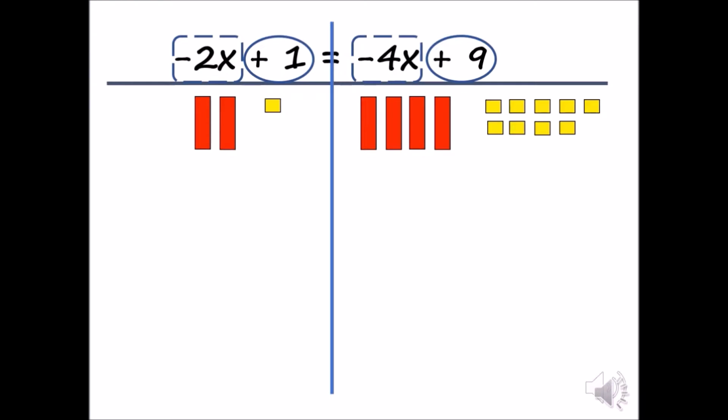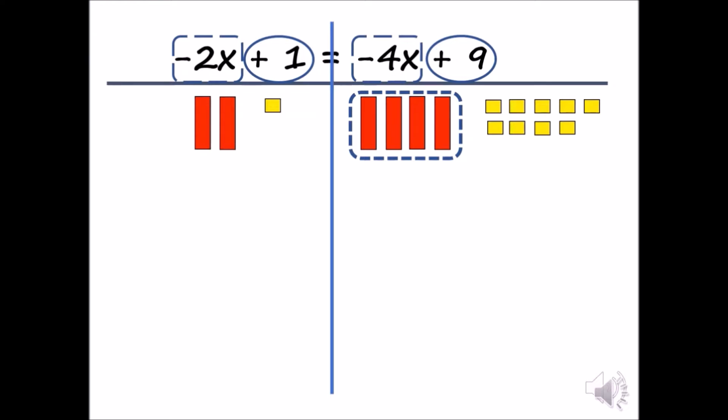There are no like groups on the left side, nor any like groups on the right side, so we will begin to try to move our variables to one side of the equation and our constants together on the other side. It doesn't matter which side you move your variables to or your constants, nor does it matter which you move first, your variables or your constants. We're going to start with our variables, moving our negative 4x to the left side with our negative 2x.